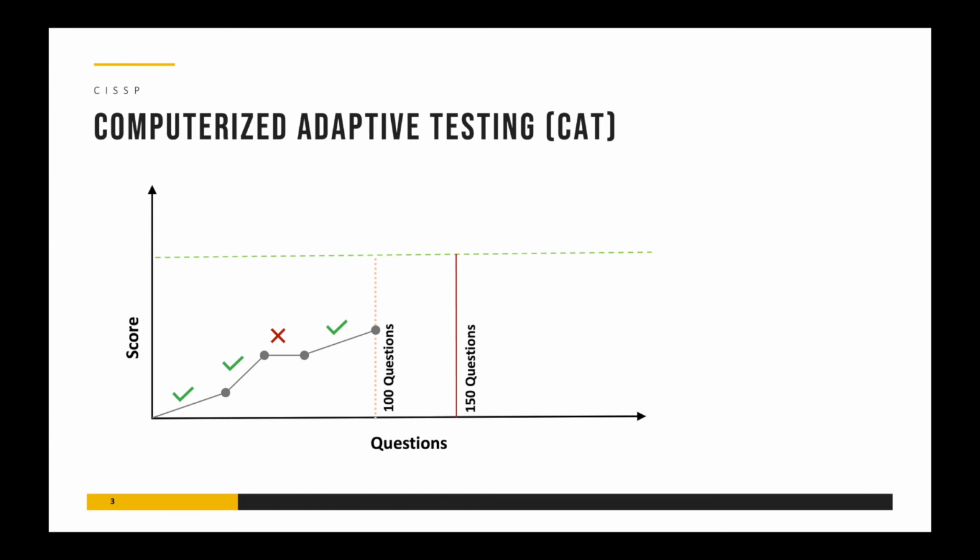Once you've hit the 100 questions mark, the exam is going to try to determine if you have hit the passing threshold, or if your score is way below. In that case, you may even fail at that point. But in most cases, the exam continues. And if you hit the 150 question mark, the exam is going to make the final decision. However, the exam may stop at any point between 100 to 150 questions if you hit the threshold or if your score falls way below a certain threshold.